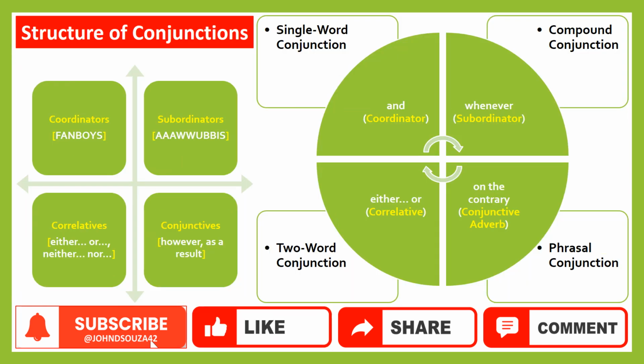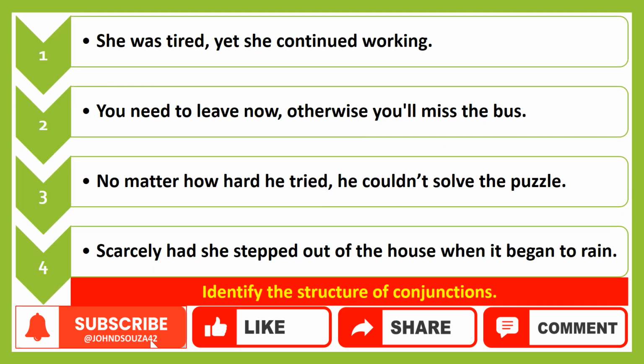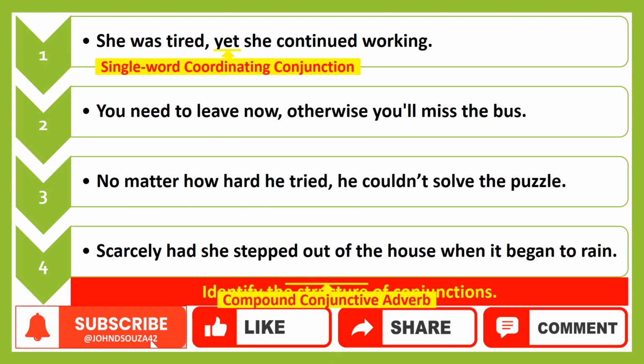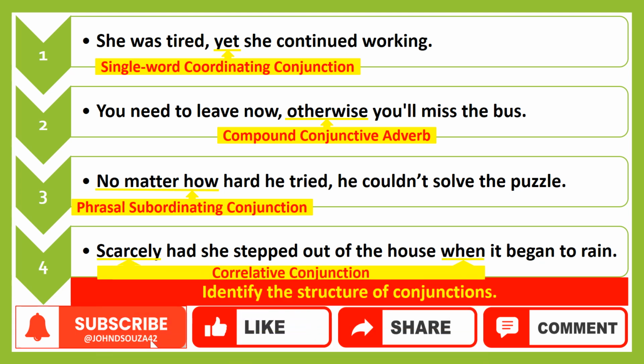Conjunctions can be single word, for example, and; compound, for example, whenever; two word, for example, either or; phrasal, for example, on the contrary. Let's identify the structure of conjunctions. Yet, a single word coordinator, connects two independent clauses. Otherwise, a compound conjunctive, links two independent clauses. No matter how, a phrasal subordinator, introduces a dependent clause. Scarcely when, a two-word correlative, correlates an independent to a dependent clause.